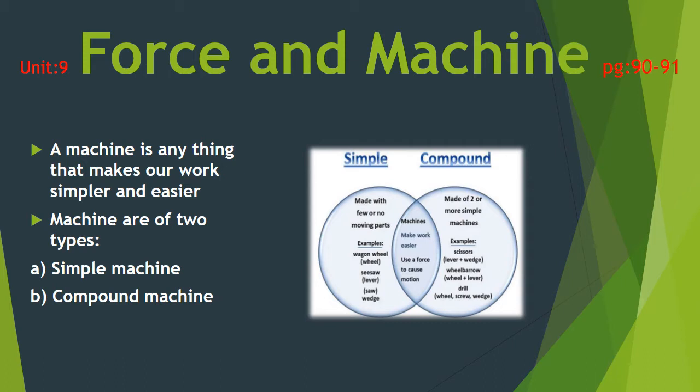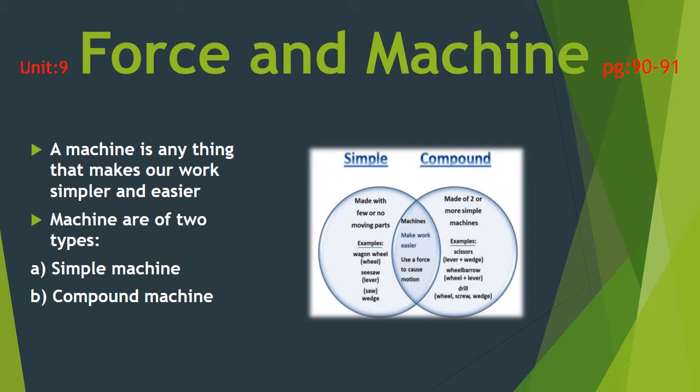A simple machine is made with few or no moving parts. So basically, a simple machine is a machine that is made up of one or no moving part. It is made up of only one part. You have the example of wheel, you have the example of lever. Wheels are used like wagon wheels, and you have wheels in different vehicles. A lever is used in a seesaw and it also has different uses. Wedge, you use the saw to cut things, to separate things. So these are the simple machines. Simple machines are basically made up of one part.